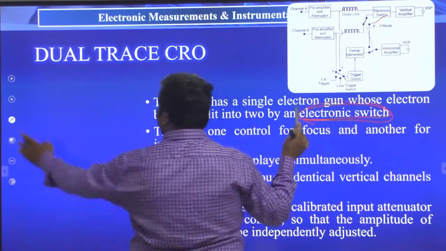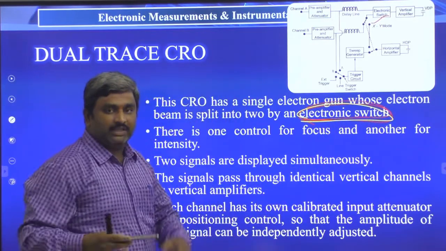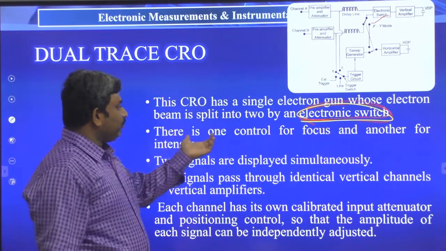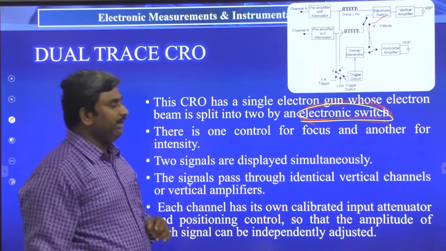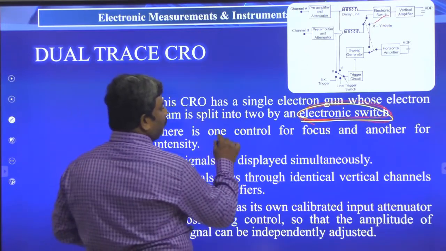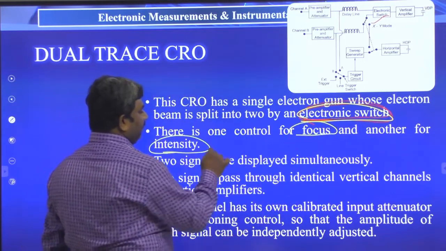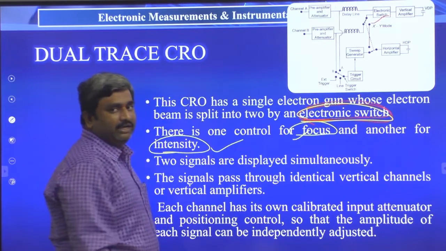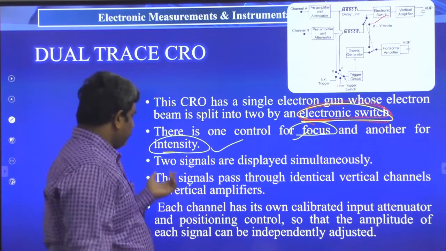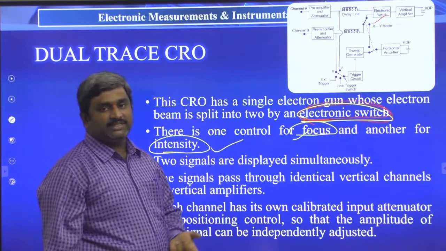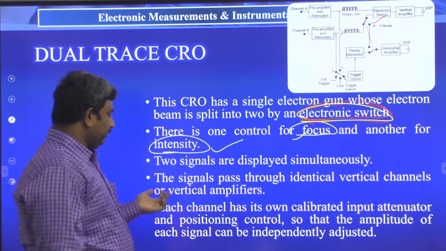This special type of electronic switch will help to see the two signals. There is one control signal for focus and another control signal for intensity. Here we have two control signals, one for focus and one for intensity, where the focus and intensity signals will give a better display. Two signals are displayed simultaneously.